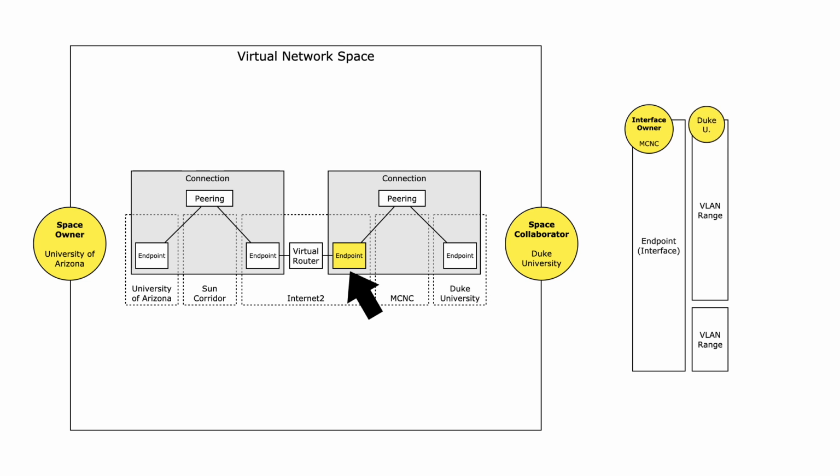Duke University can in turn subdelegate VLAN ranges to other organizations. So in this example on the right, Duke University has subdelegated VLAN ranges to 3 separate organizations, it looks like. This might be useful if you would like to have a VLAN range for each department or group at your institution, such as a research computing group.